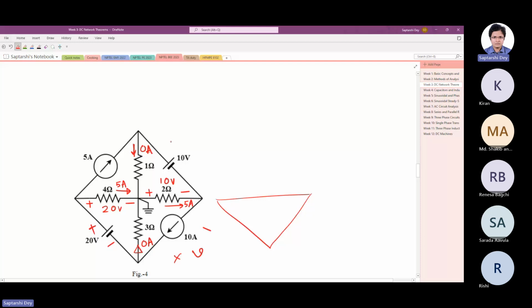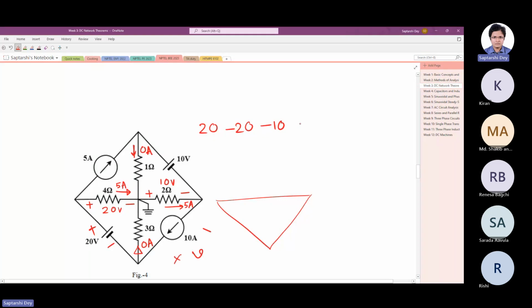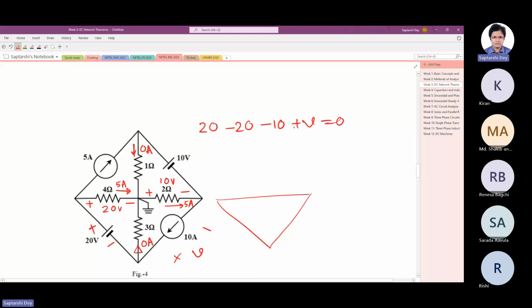Now if you write the KVL, you will get 20 voltage increase, minus 20 drop, again minus 10 drop, and increase of V, that comes up to be 0. So V equals 10.